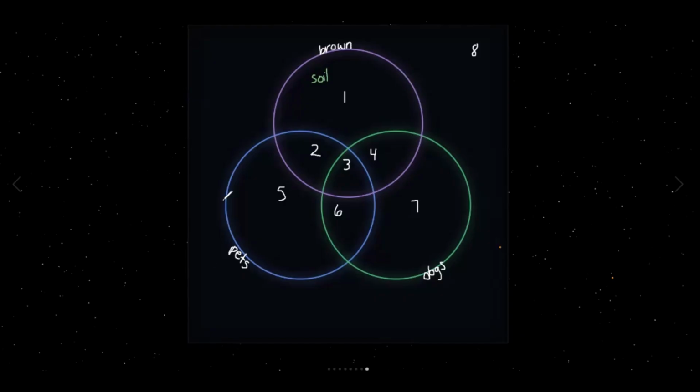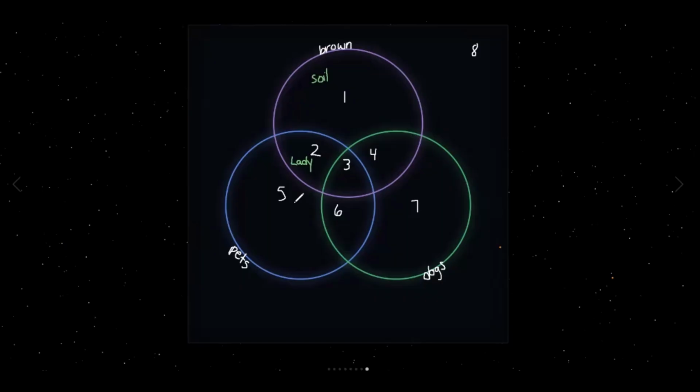Okay. Now, what about region 2? Region 2 represents things that are pets and brown, but not dogs. So any pet that you might be able to think of that's brown, but not a dog. So maybe a brown cat. Hey, I had a cat, Lady, that was brown and a cat. Not a dog, but brown and a pet. So that would be in region 2.